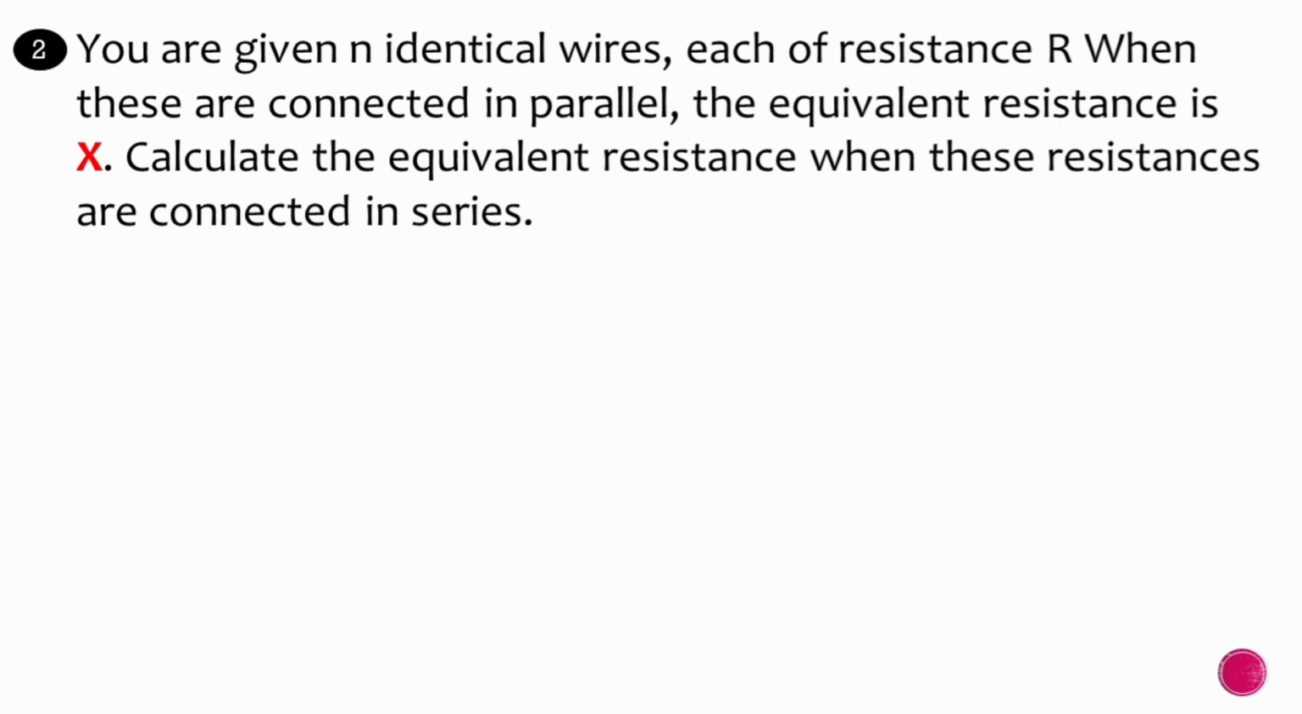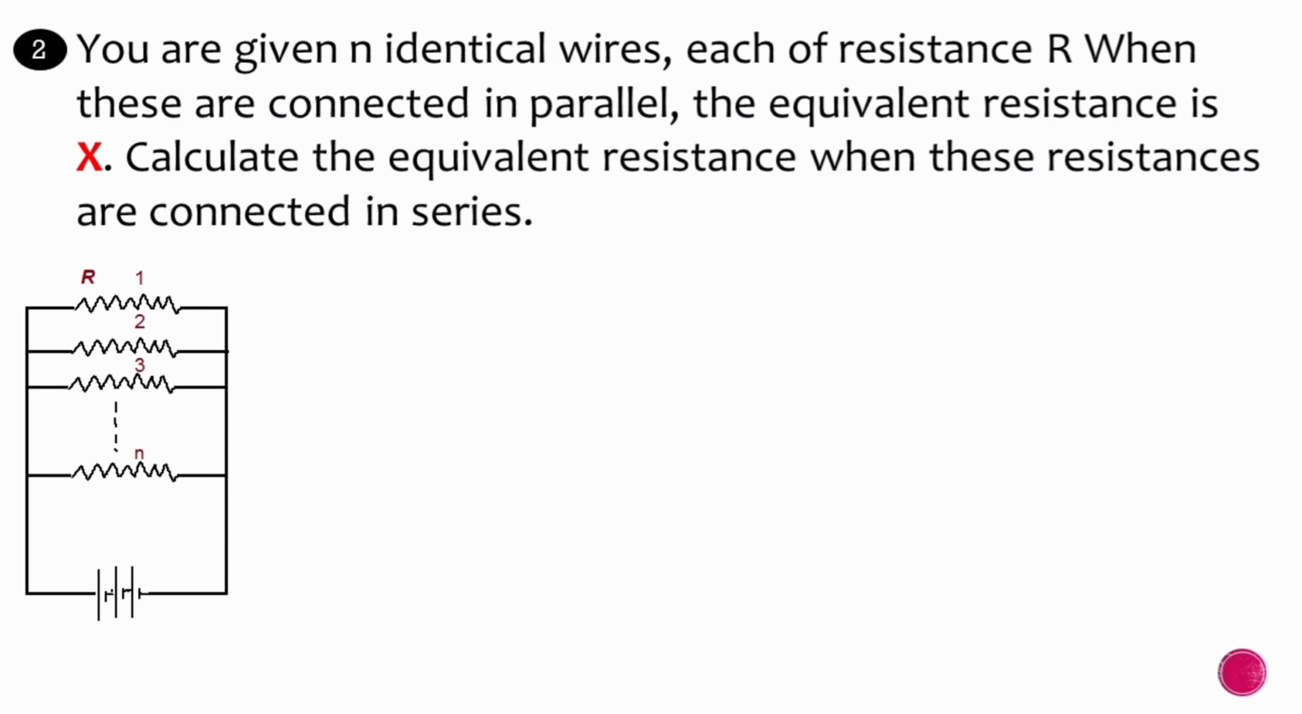Question number 2. You are given n identical wires, each of resistance R. When these are connected in parallel, the equivalent resistance is X. Calculate the equivalent resistance when these resistances are connected in series. First, let's calculate the equivalent resistance when these wires are connected in parallel.